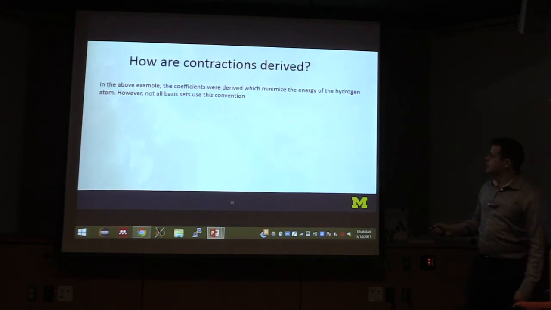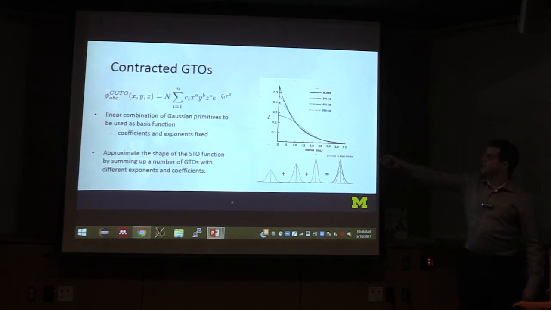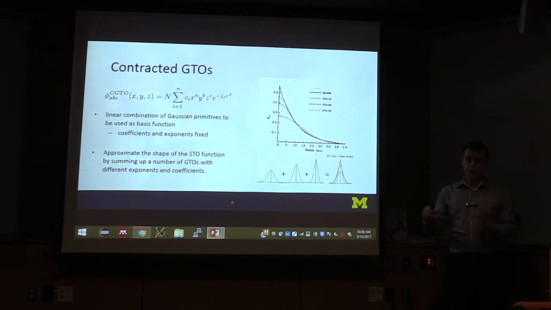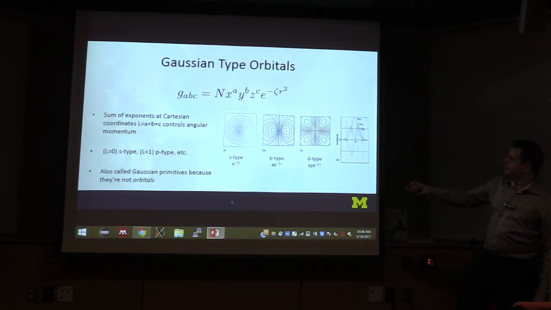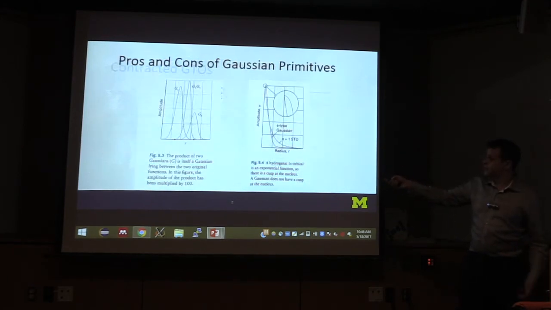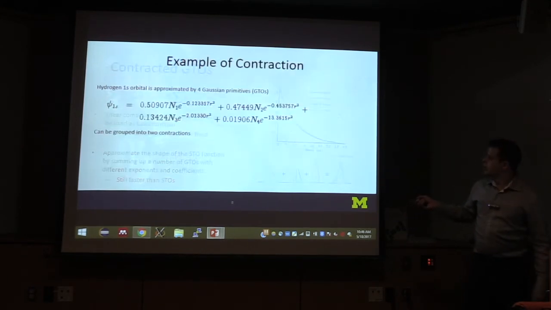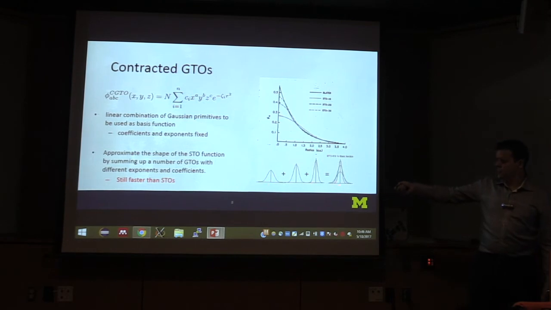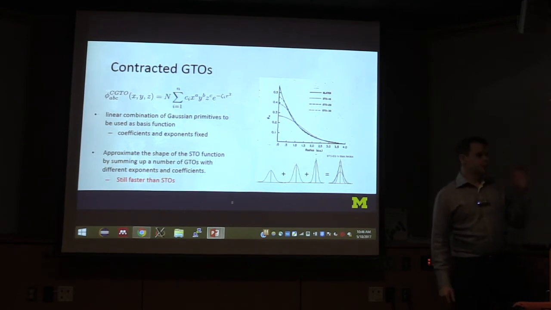I kind of showed what they look like over here. So this is a 1D slice. Of course, these are 3-dimensional. So here I was showing a 2D slice. So that's what they look like. So you combine multiple Gaussian primitives to form your contracted GTO. Well, yeah, but that's a single basis function, right? Yes. So then we use basis functions to form our orbitals.